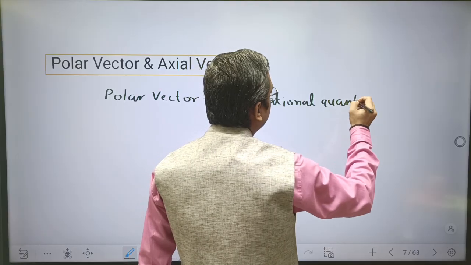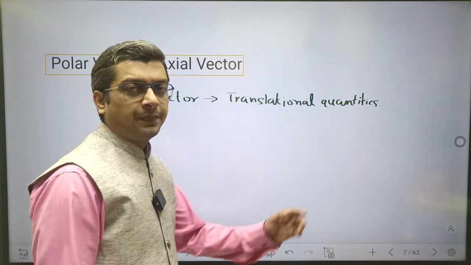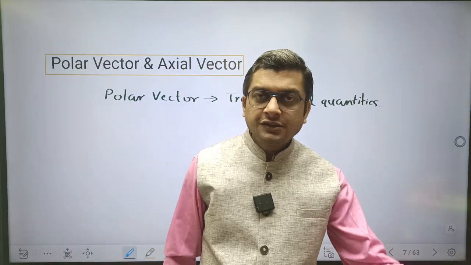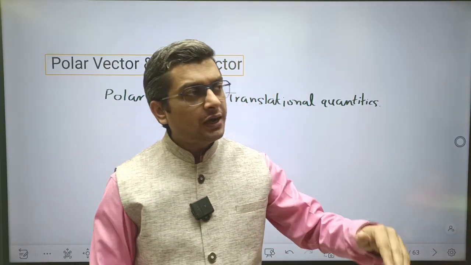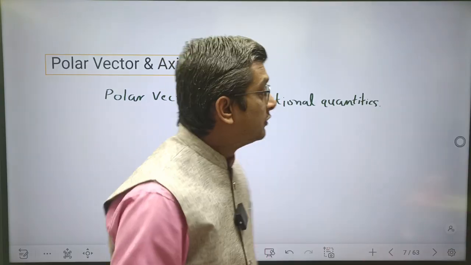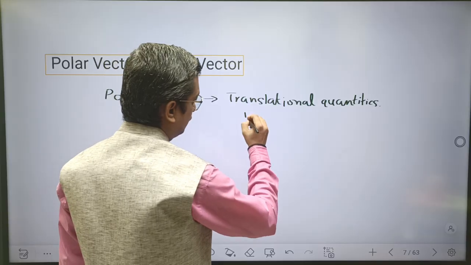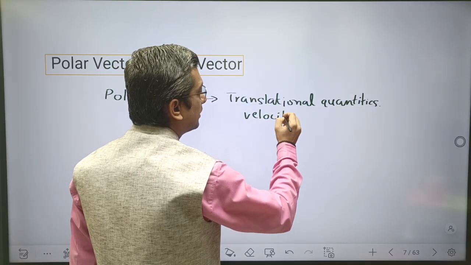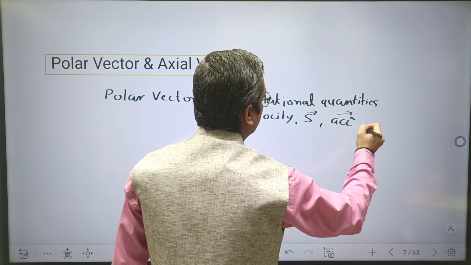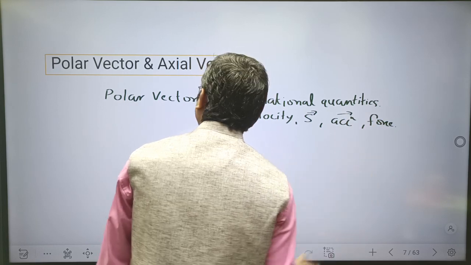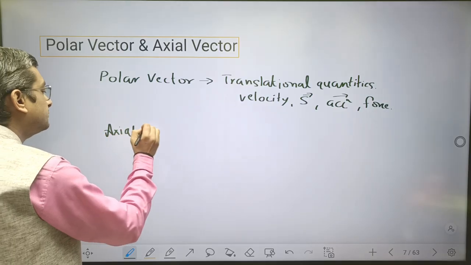Translational or linear quantities like velocities, displacement, force, acceleration. These quantities have some initial point and are directed towards a particular point. So these are quantities known as polar vectors: velocity, displacement, acceleration, force, etc. Second is axial vectors.